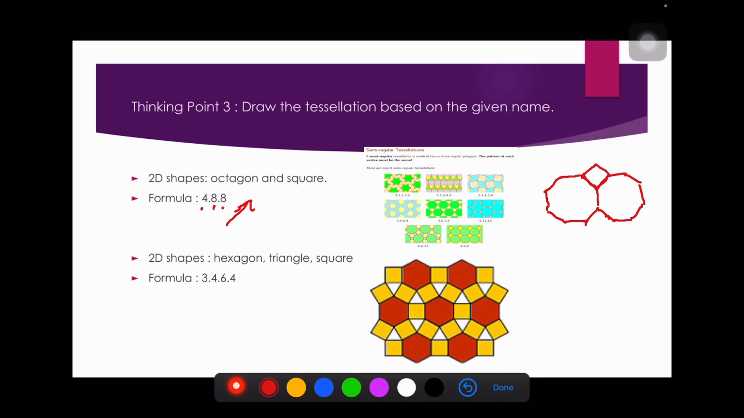That's how you take a look at the name and the shapes given, and then start to draw the tessellation. Over here it is 3.4.6.4. So that is how the original tessellation shape looks.